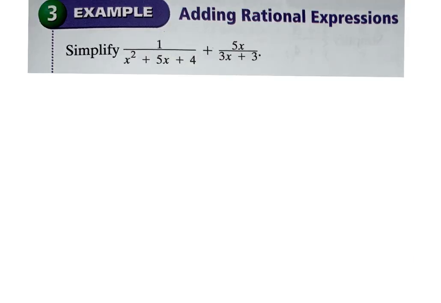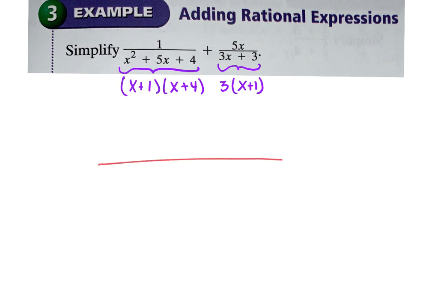So if I add these two, what do I have to have since they are in fraction form, rational form? We have to have a common denominator. And so the first step in having a common denominator is finding the common denominator. To find this common denominator, I am going to factor each piece. How does this factor? Four and one. How does this factor? So if I am looking at my common denominator here, it's going to be 3, x plus 1 just once, right? Because it's to the first power for both of those. And x plus 4.